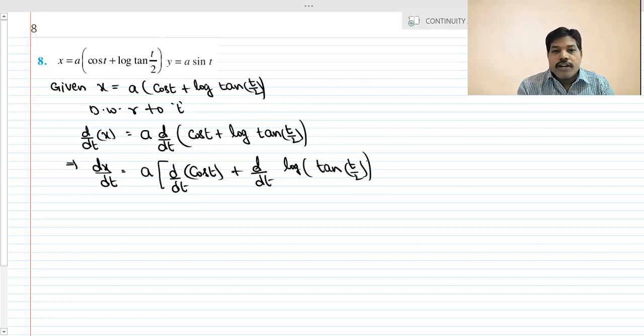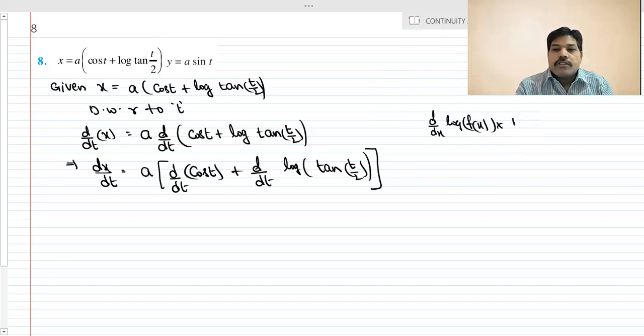You have to understand, students, there are three functions here: log, tan, t by 2. So you have to differentiate three times. See that formula once again. I will give you the formula, students. What is the derivative of log f of x? Tell me that one. We use it a number of times.